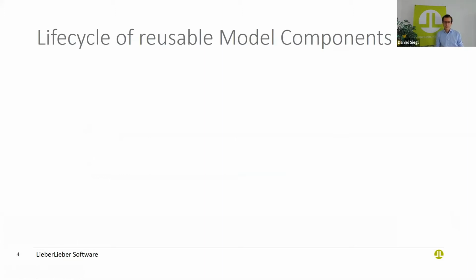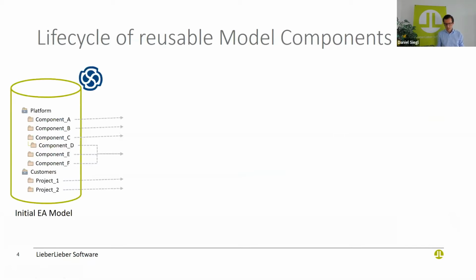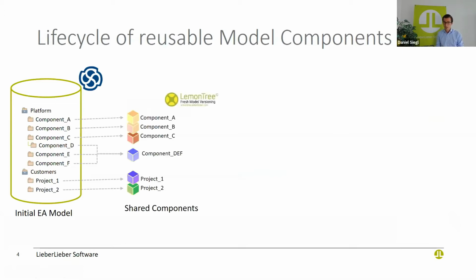So before Daniel shows you the new features of LemonTree 3.0, I will discuss the idea and theoretical concepts behind them very briefly. We have here an initial Enterprise Architect model. It can be a central database or an EAP file. As a first step, we can create so-called shared components out of the existing packages. In contrast to traditional export features, we can combine different packages of different levels of hierarchy.